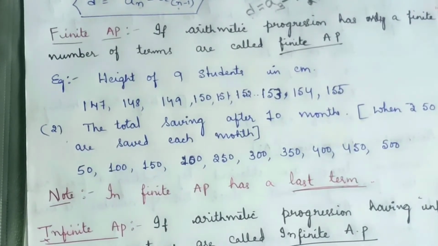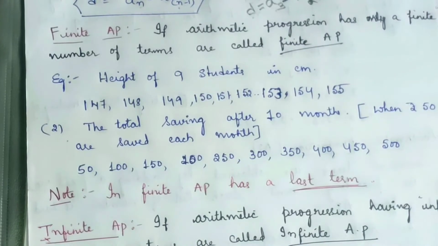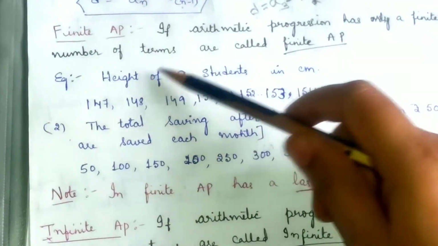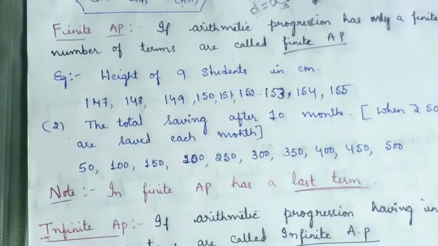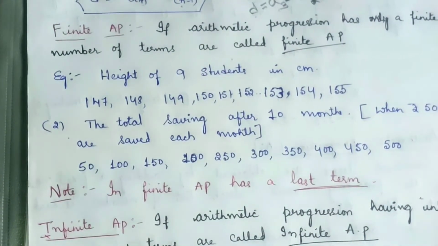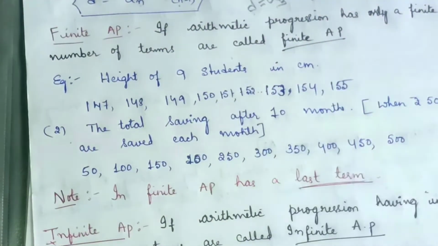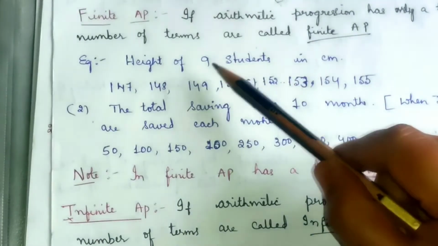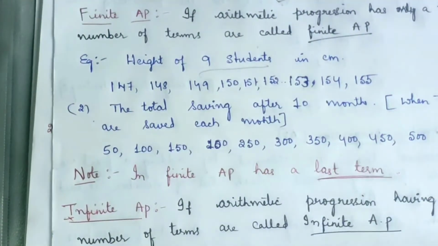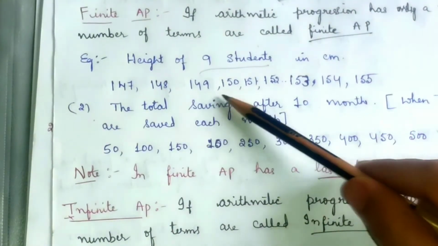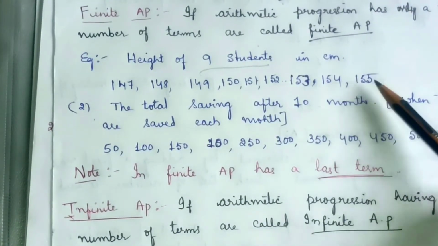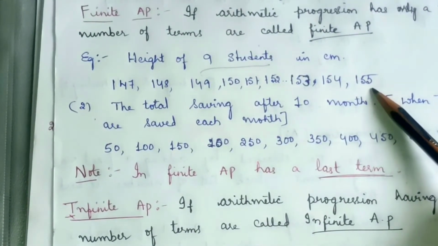Finite arithmetic progression is an arithmetic progression which has a finite number of terms. For example, the height of 9 students. See, it is clear, only 9 students. The heights I have given, we can find out, isn't it? It has a finite number of terms.